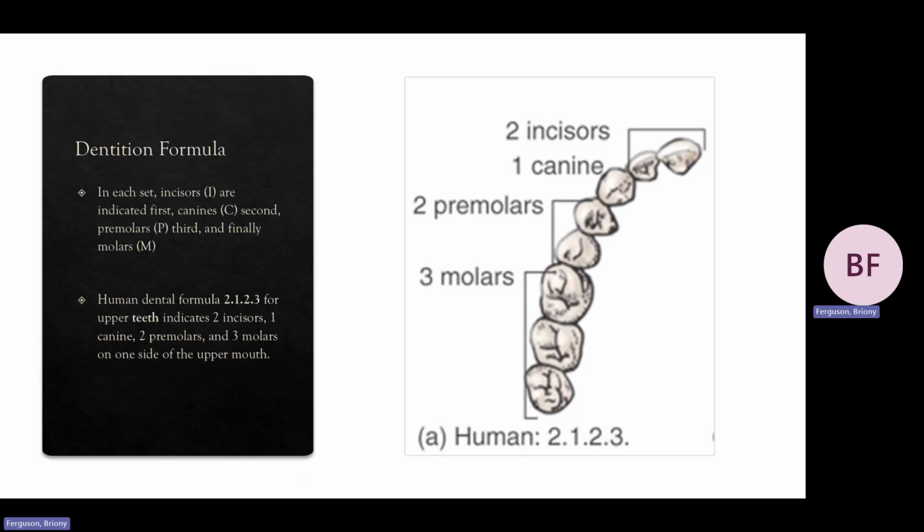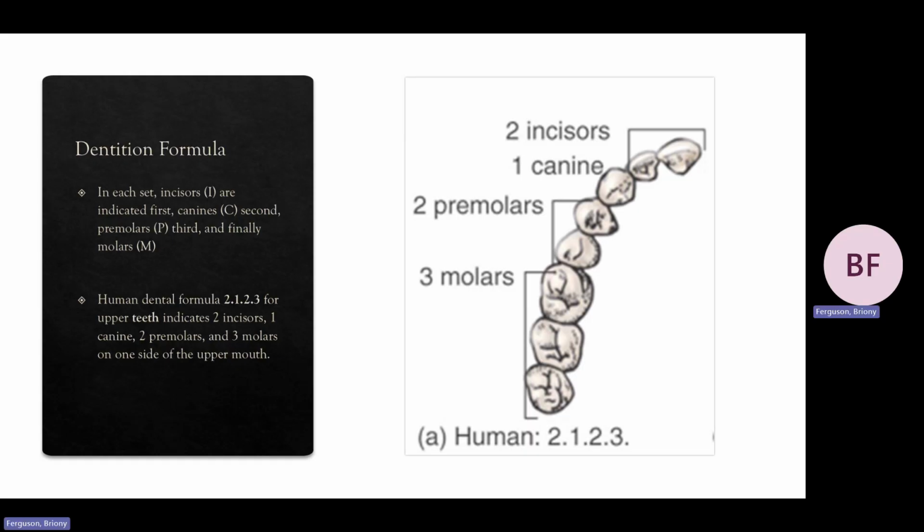Now, what we're building up to is talking about dentition formula. So you can actually count the dental formula for any animal. Humans have a 2, 1, 2, 3 dental formula. And the way that you count these is that the first number is counting the number of incisors. The second is your canines. Third is your premolars. And then finally, the fourth is your molars.